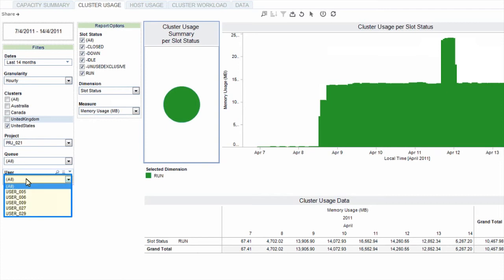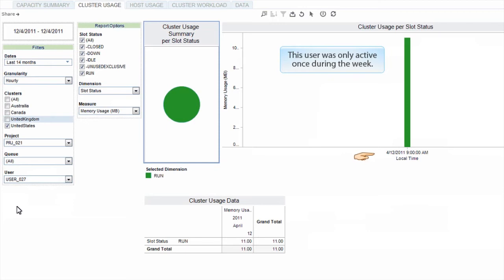If I select users, the list of users is constrained to include just those working on Project 21. I can look at the resources used by just one user if I choose. This user was only active once during the week. I'll restore the view to include all projects and users.